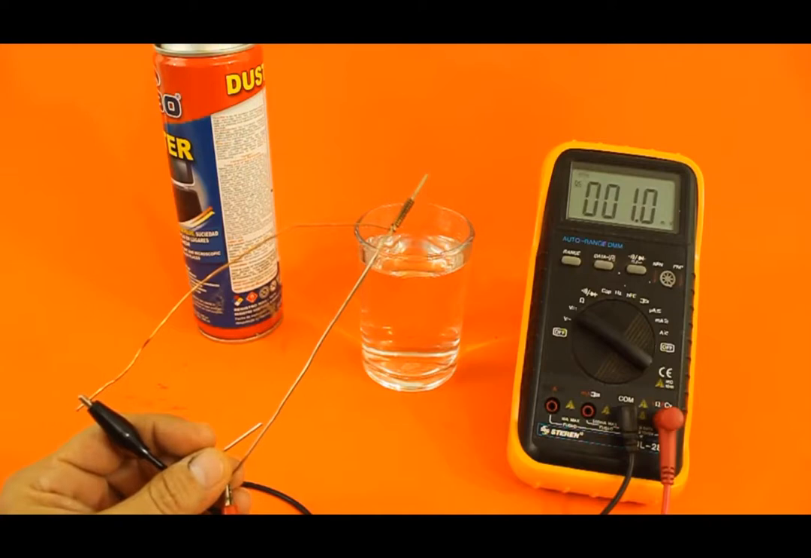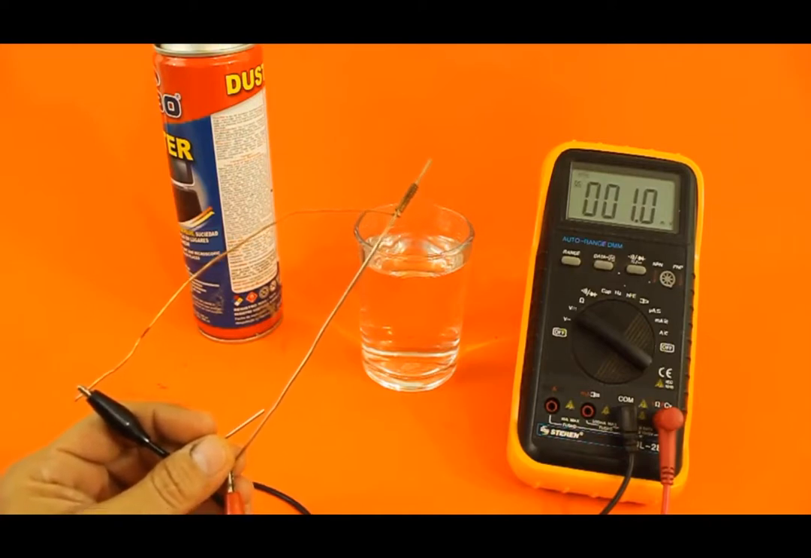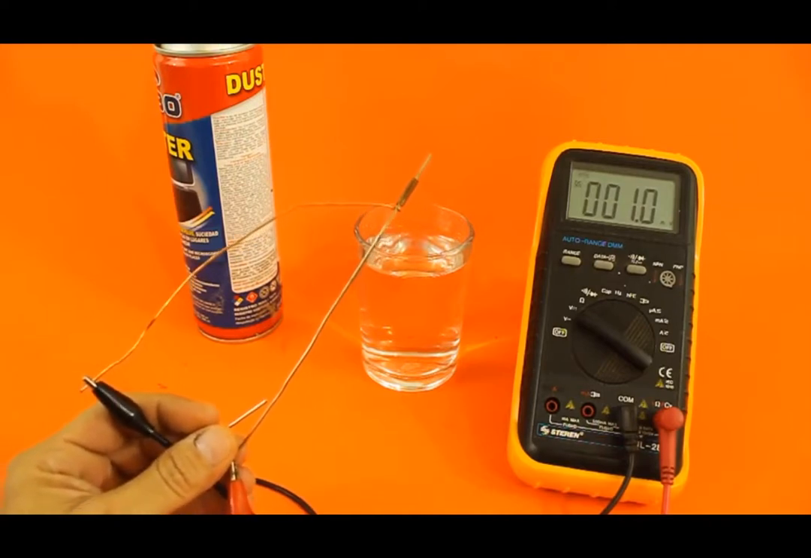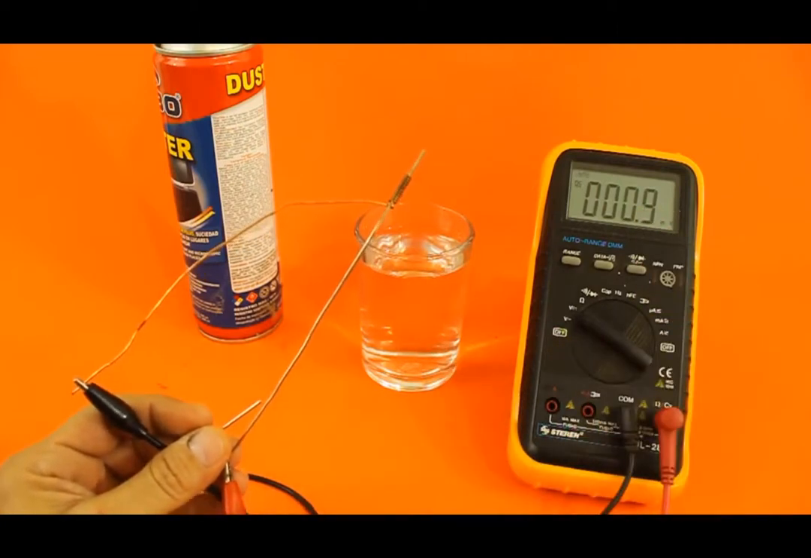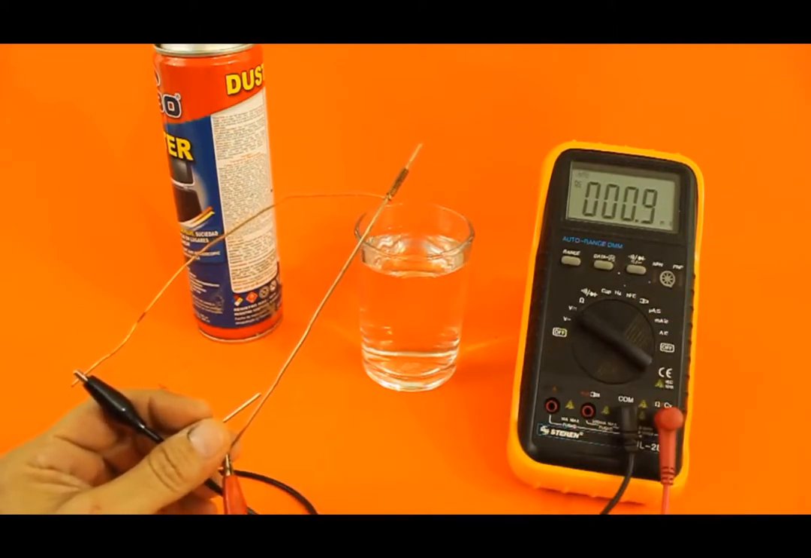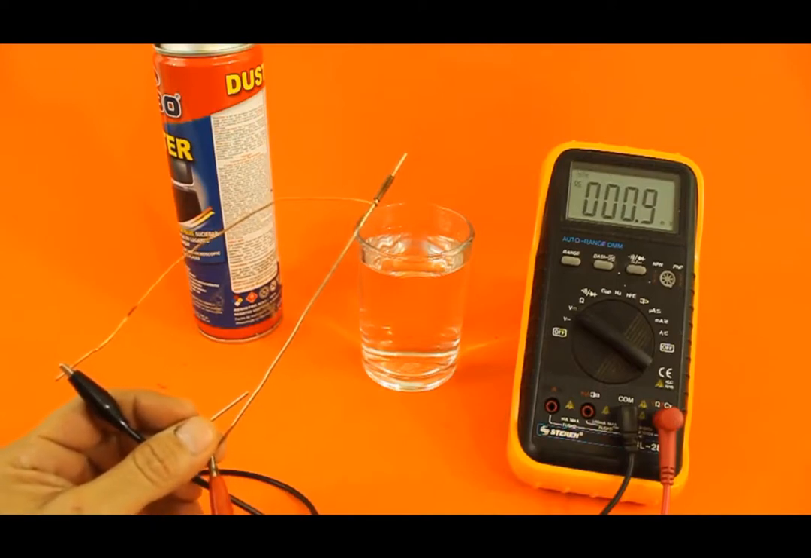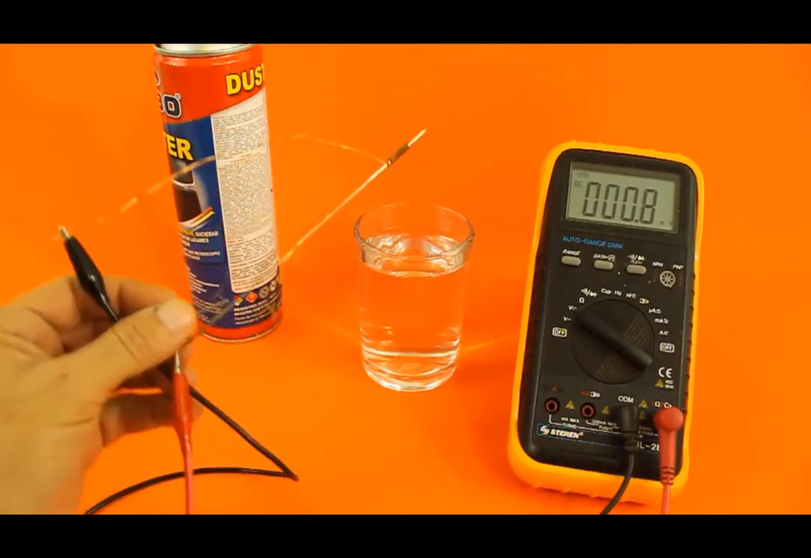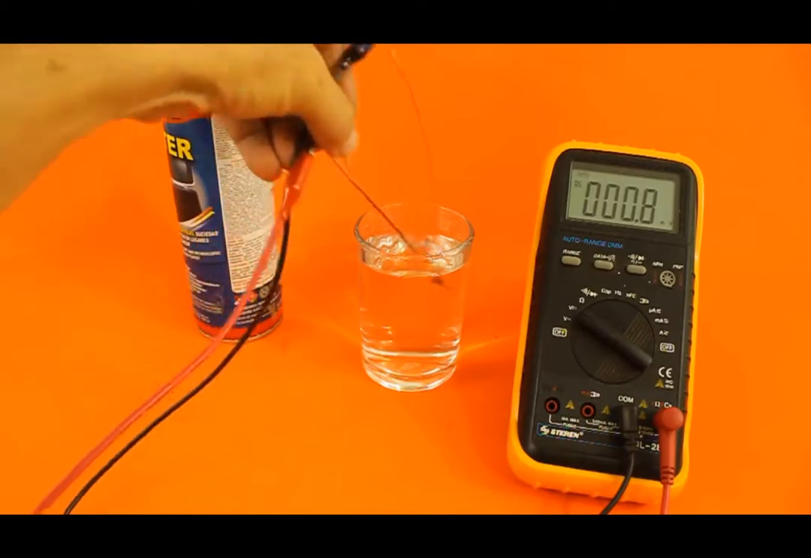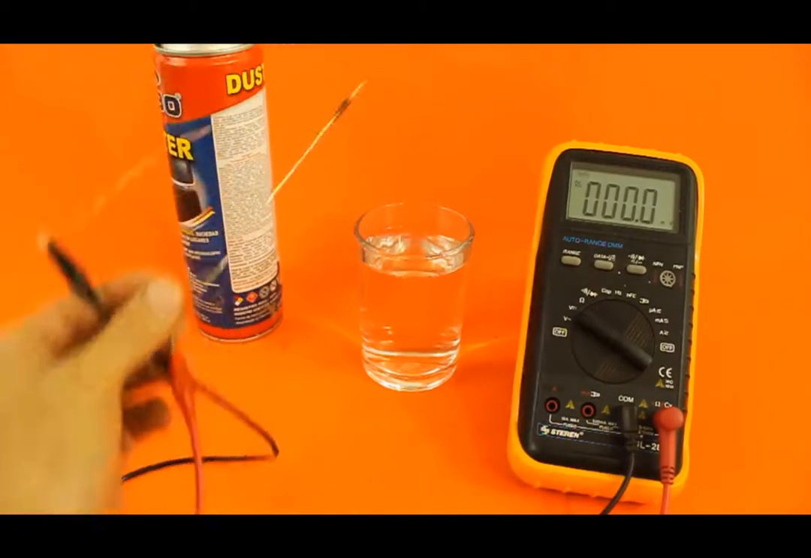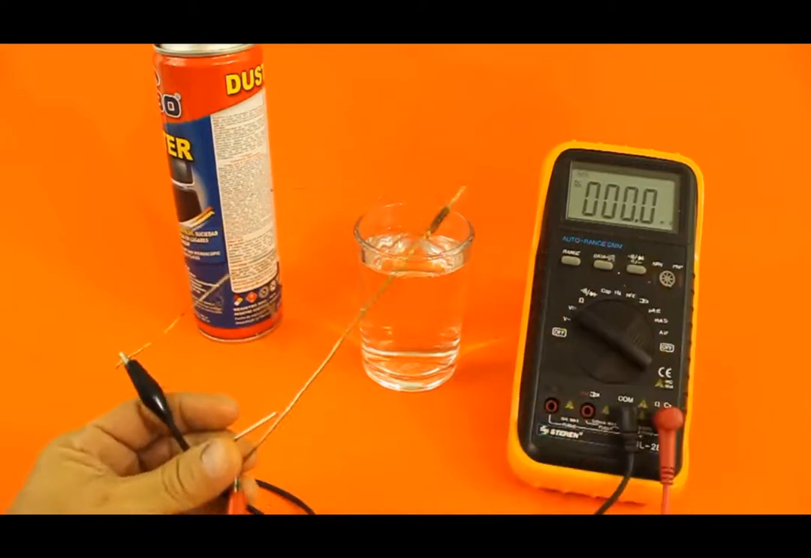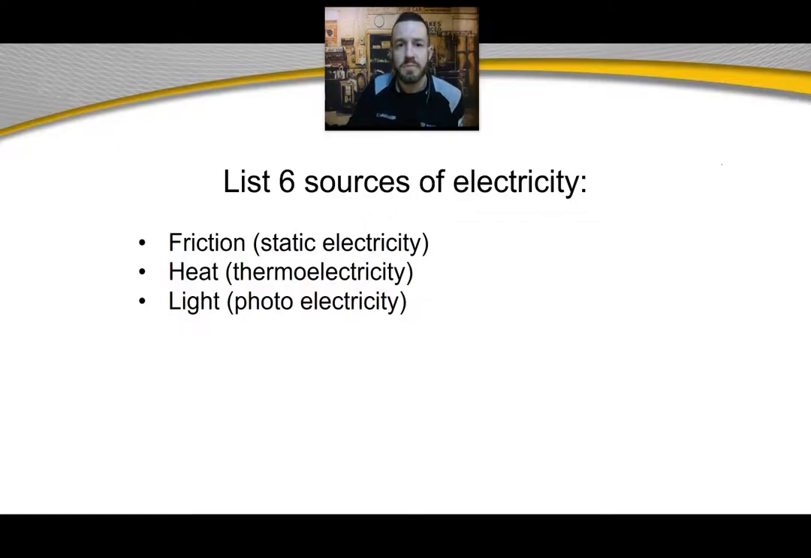So we have 1 millivolt. And as the junction cools down, the voltage again starts to drop. I'm going to submerge it in water to cool it down. And you can see that we again have 0 voltage. All right, so we're back.